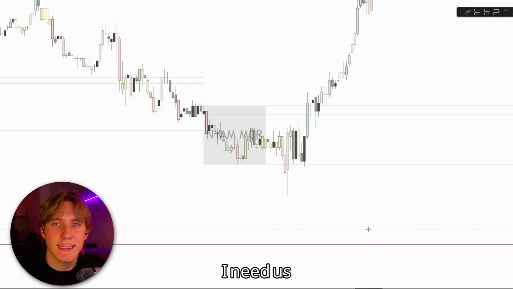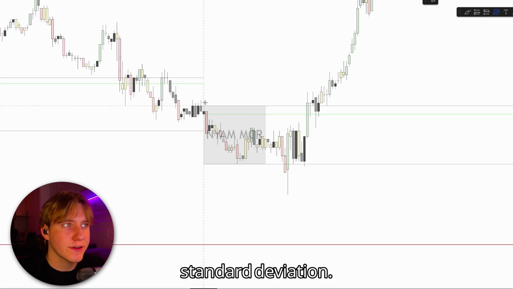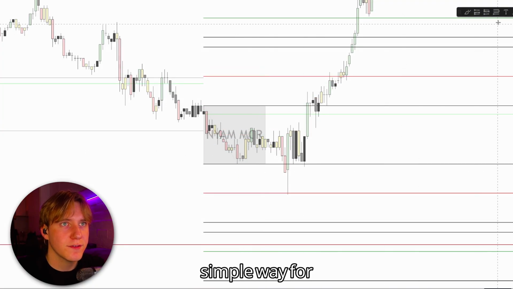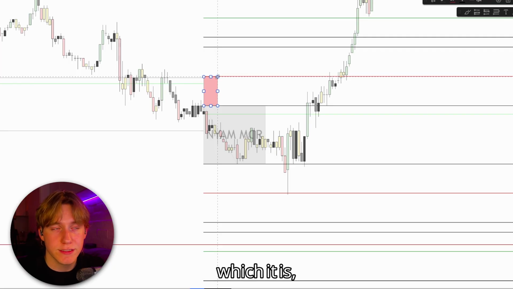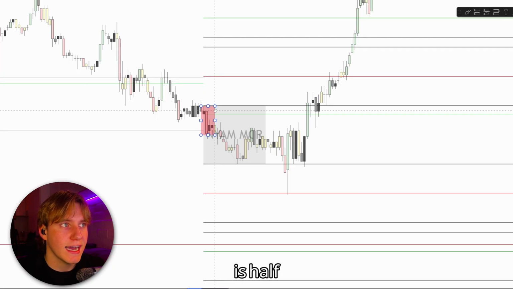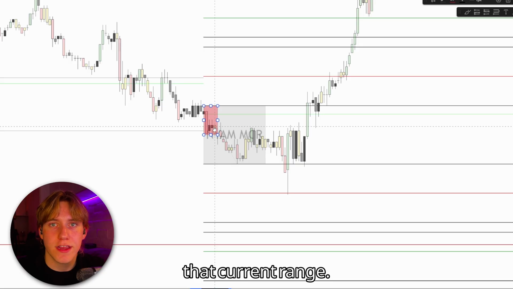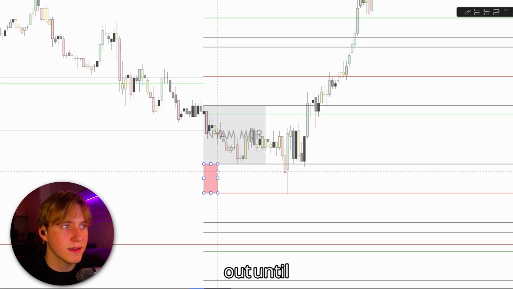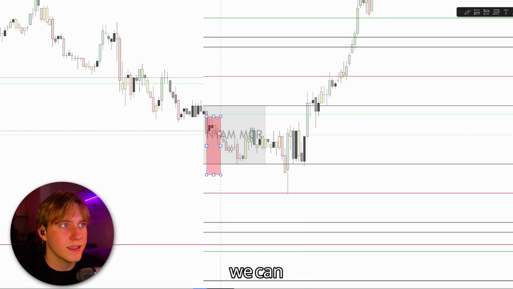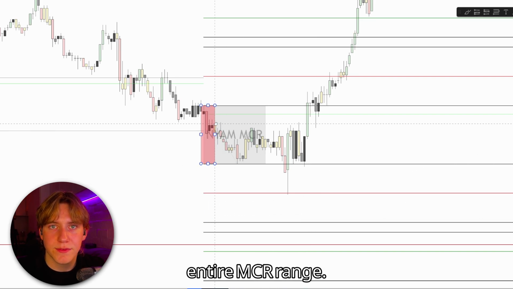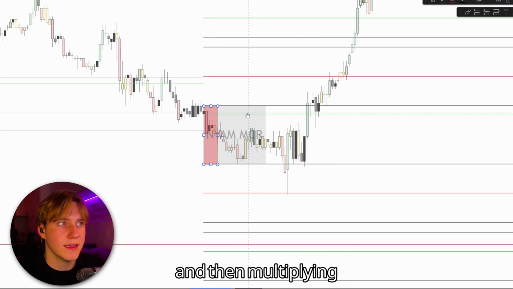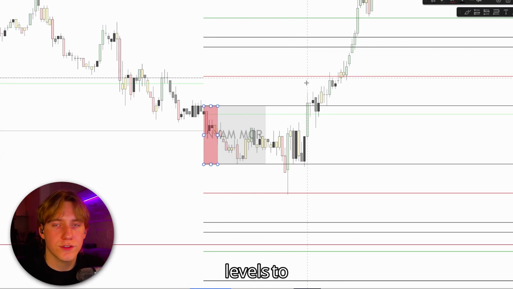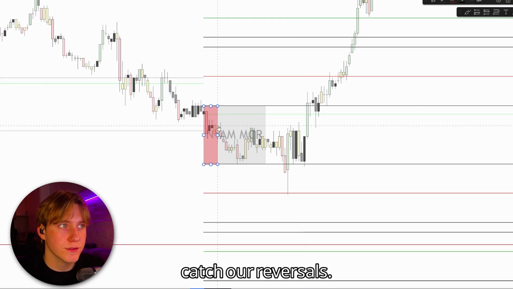The next confluence I need us to look at is going to be our standard deviation. A very simple way for me to explain to you guys what our standard deviation is: imagine this is the 0.5, which it is, meaning that it is half the size of that current range. So if we extended this out until one standard deviation, which is this black line right here, we can see that it is the entire MCR range. So all we're doing is taking the average size of this range and multiplying it to different levels to try and identify where we're going to catch our reversals.